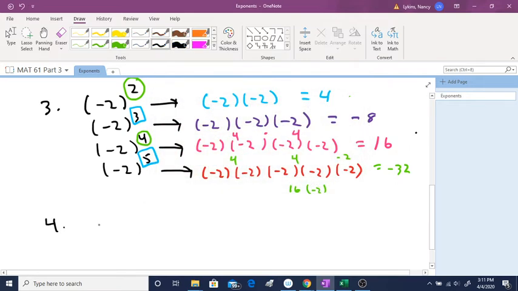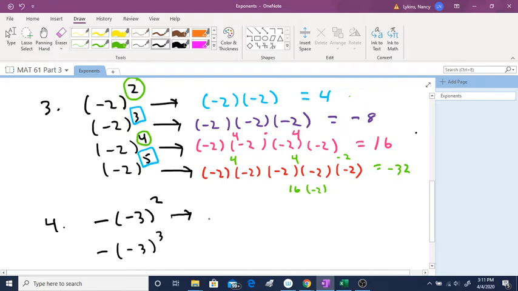Now, what happens when we have something like, and I'll put a few of these examples, a -3 squared and a -3 to the 3rd? Well, there's several ways we can look at it. So I'm going to show us a couple different ways how I would approach this.